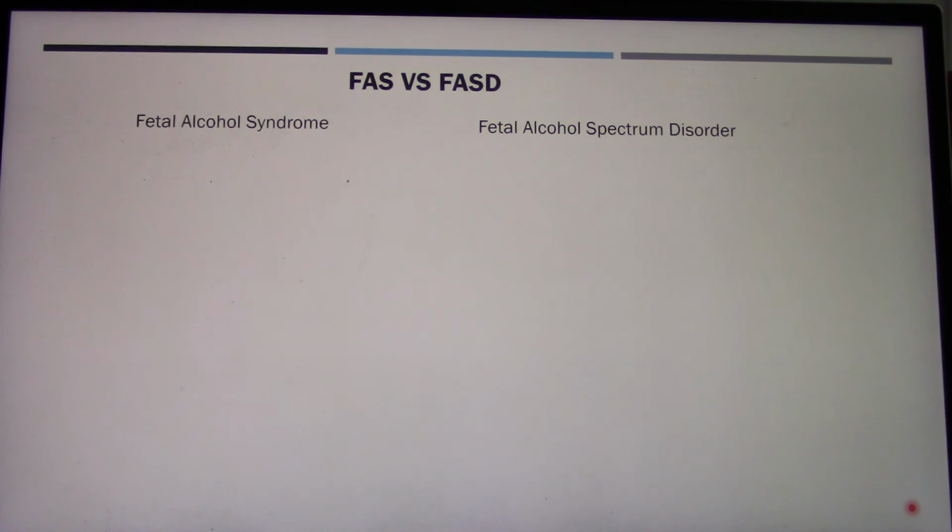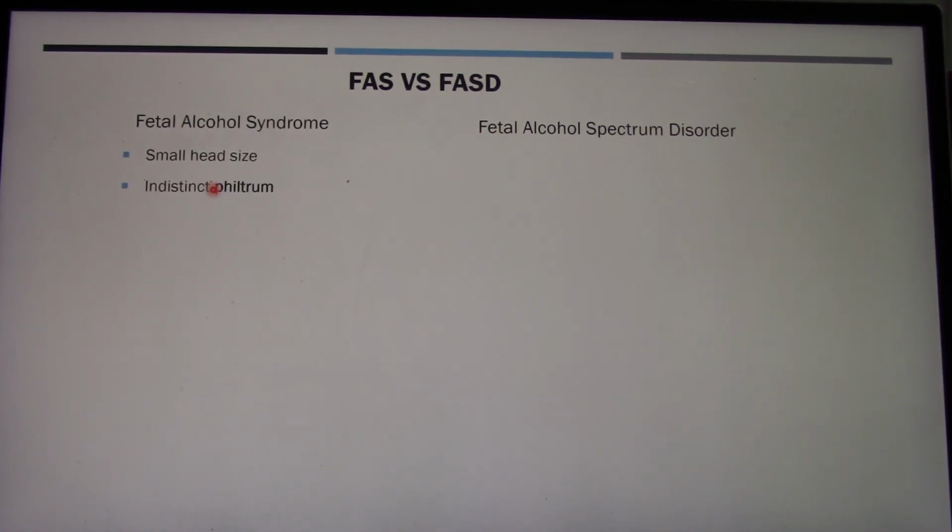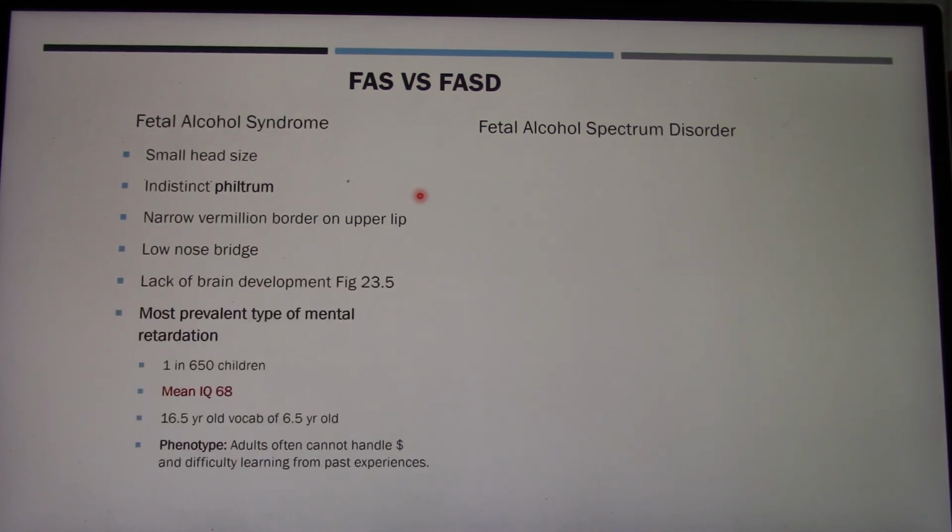So comparing fetal alcohol syndrome to fetal alcohol spectrum disorder, we've got a small head resulting from fetal alcohol syndrome. Again, much like Zika, alcohol affects the brain development. You've got less brain mass, you've got fewer brain cells, so smaller brain, smaller head. Indistinct philtrum, narrow vermilion border on the upper lip, low nose bridge, lack of brain development, which we're going to look at in a little bit more detail, and the most prevalent type of mental retardation that is known.